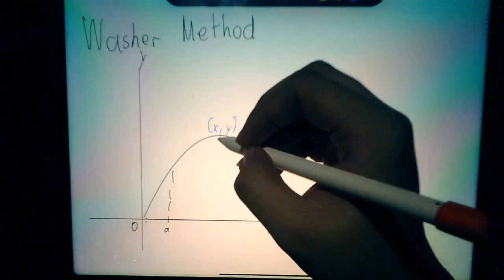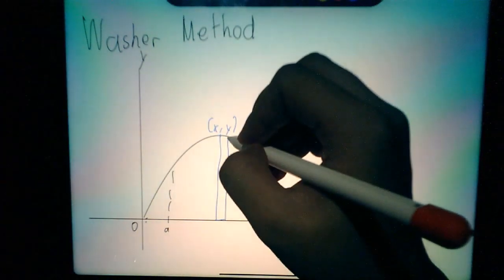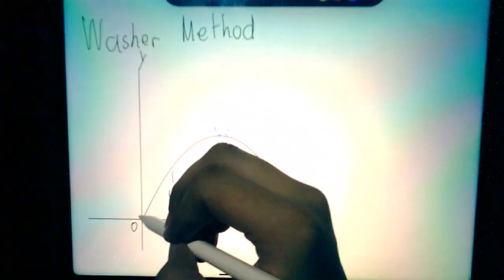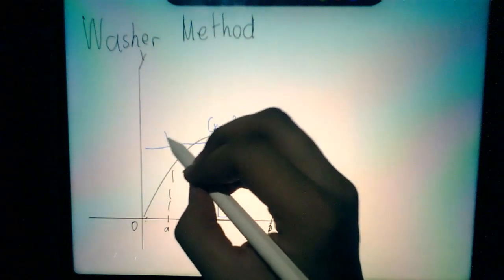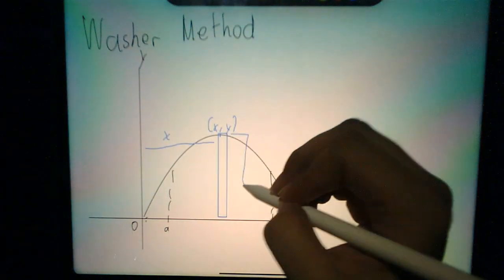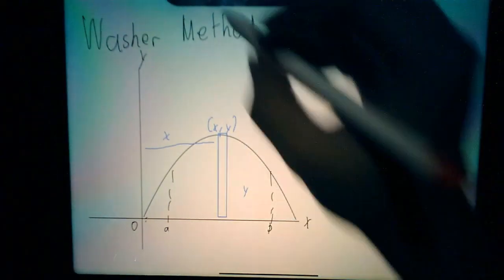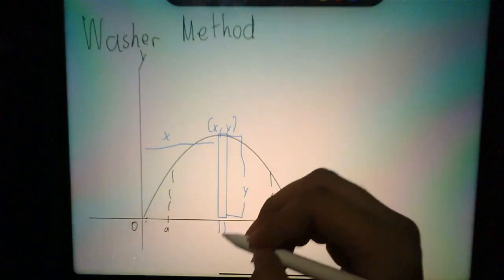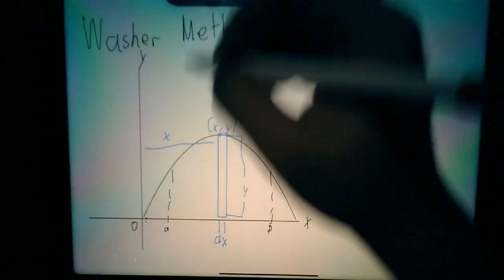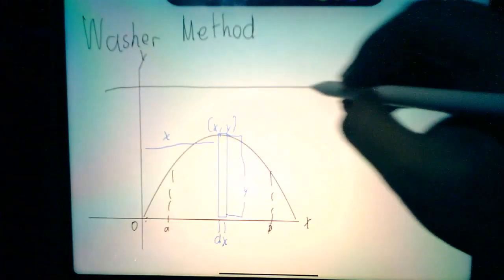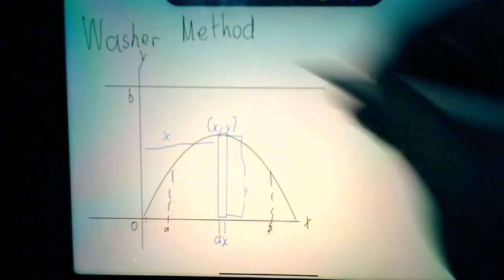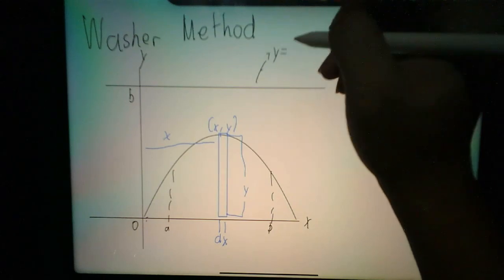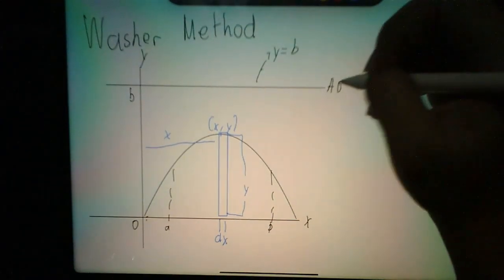So from this point, first we need to make a vertical strip there, and from this point to this point, this is called x, and the height of this vertical strip is just equal to y. And the thickness of this vertical strip is equal to dx. Now what if we have a line here, and let's call this b, y equals b, and this is our area of rotation.